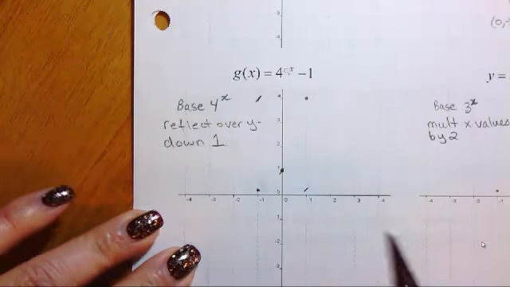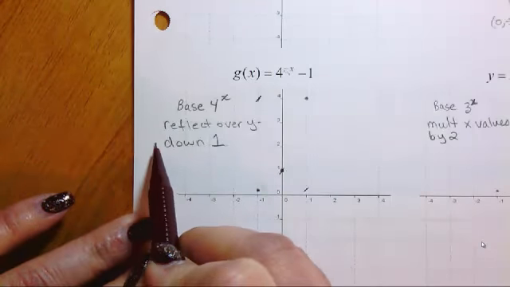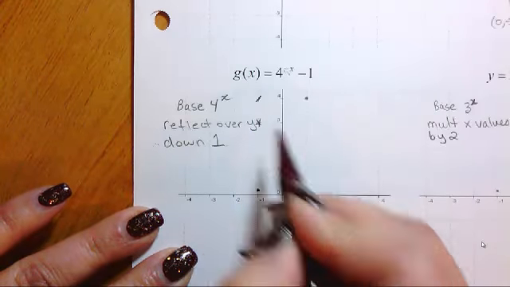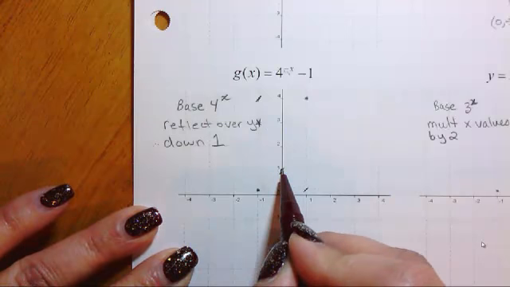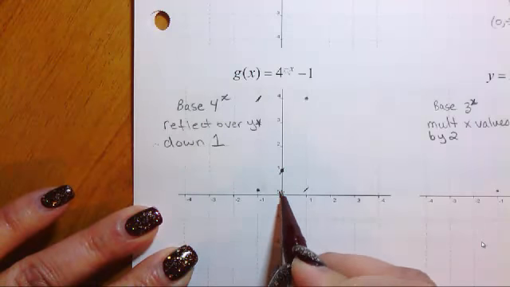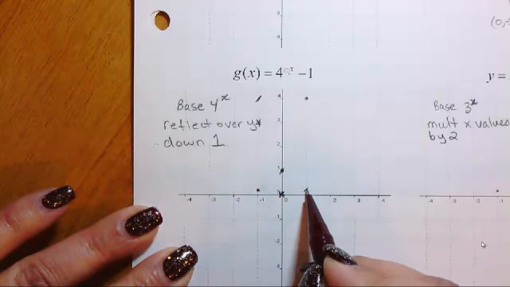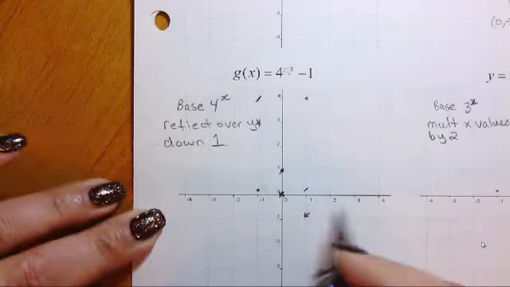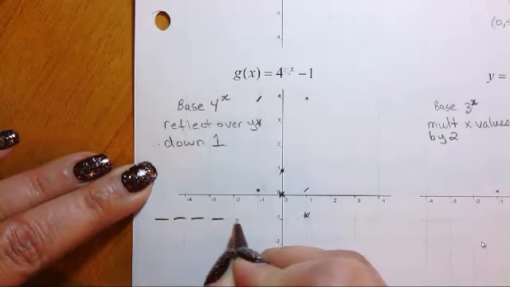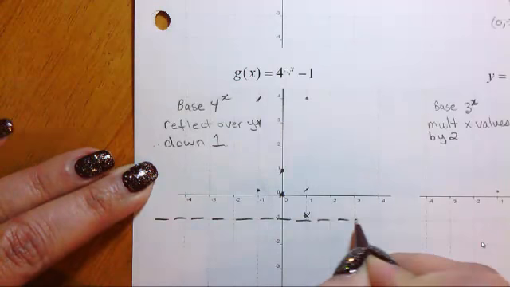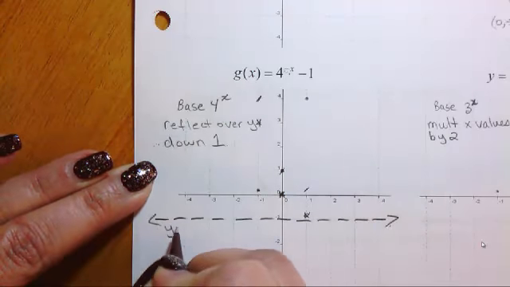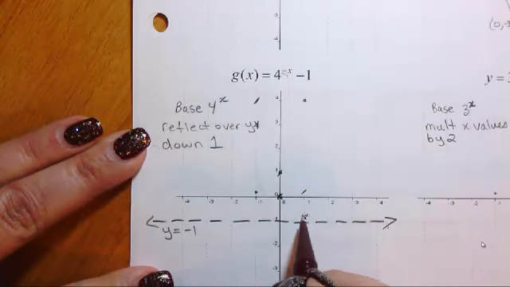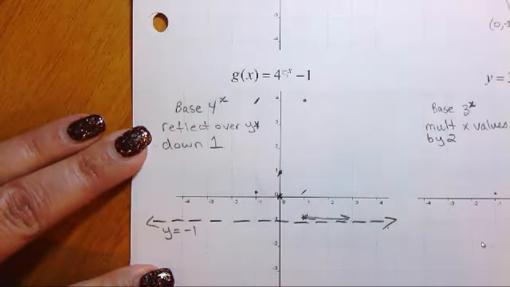Okay. Now that I've done that, I'm going to move everything down 1 unit. So this point ends up going down here. I'll make it look a little different so that I can see. This point goes down 1 to right here. And this point goes down 1, so it's right here. All right. And then my asymptote also moves down 1. So y is -1. And my graph is never going to go past that. So let's draw in my curve.